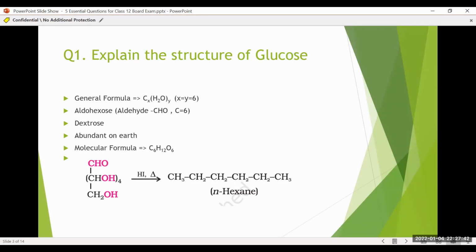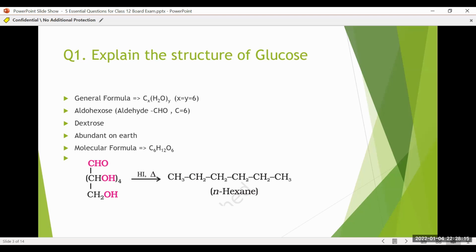We are going to elaborate. Let us read out the question once again. Explain the structure of glucose. First, I will explain the structure and description of glucose, and finally some extra knowledge I want to give you about glucose and glucose structure. Particularly, we want to know in which category of biomolecule glucose is going to be read in our textbook.